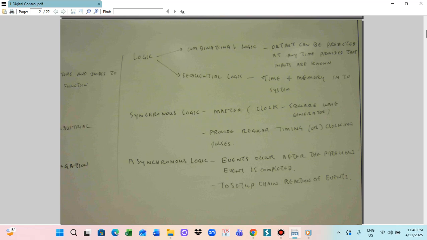So in sequential logic we can use it for the timer system, time delay system. So in the PLC you can see the time delay sequence timer. So we utilize the sequential logic system.